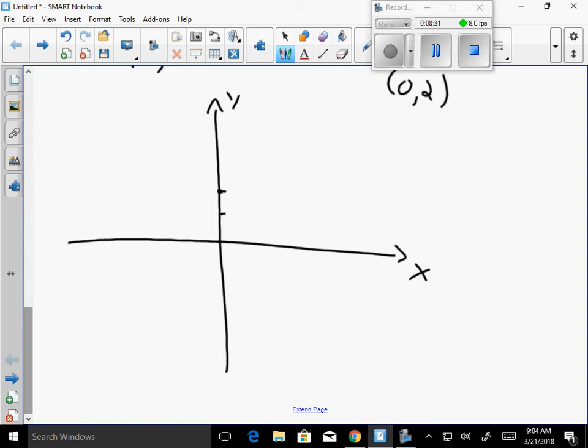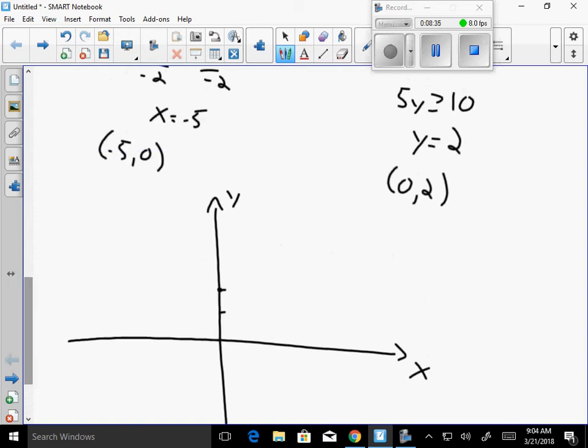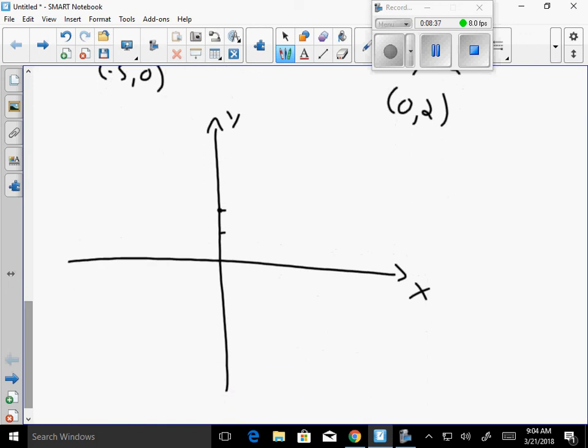So my y-intercept is at 0 and 2. Right there. Okay, there's my y-intercept. My x-intercept is at negative 5 and 0. 1, 2, 3, 4, 5. Right there. Once I've made the 2 dots, connect them.